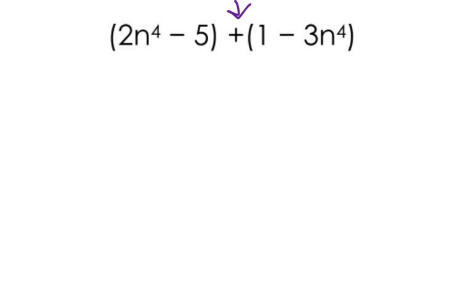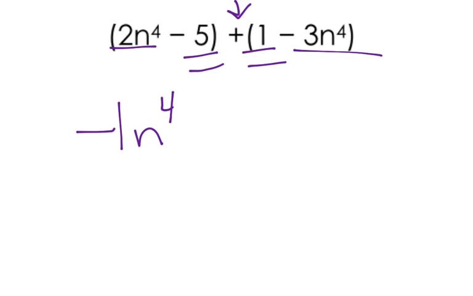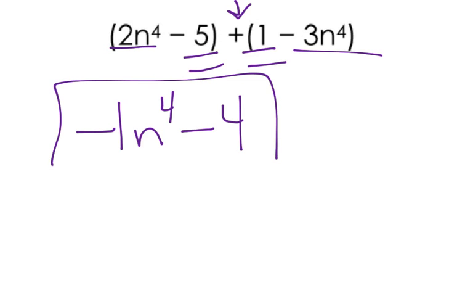It's a plus, so it's doing nothing. You just find your like terms. 2 minus 3 is negative 1n to the fourth. Minus 5 plus 1 is minus 4. You could also write that as negative n to the fourth minus 4. The 1 is not necessary, but it's okay to have it.